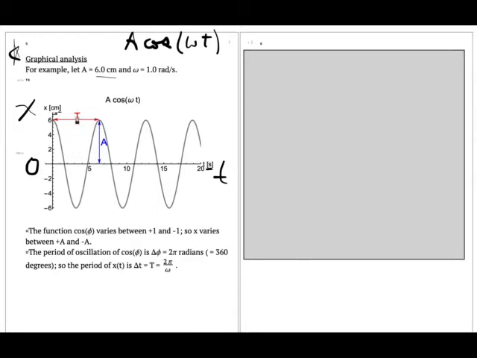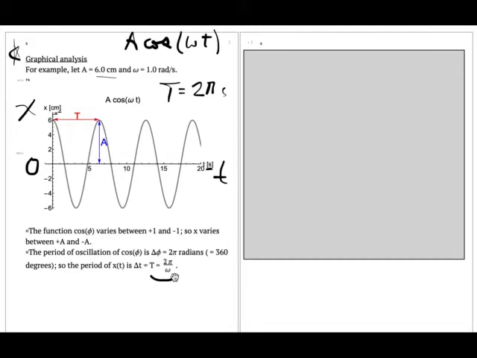If I look here, here's a scale. It's about 6 and a little more than 6, maybe 6.3. Actually, since the value of omega is 1, T is 2 pi seconds. Remember, T is 2 pi over omega. T is 2 pi over omega.